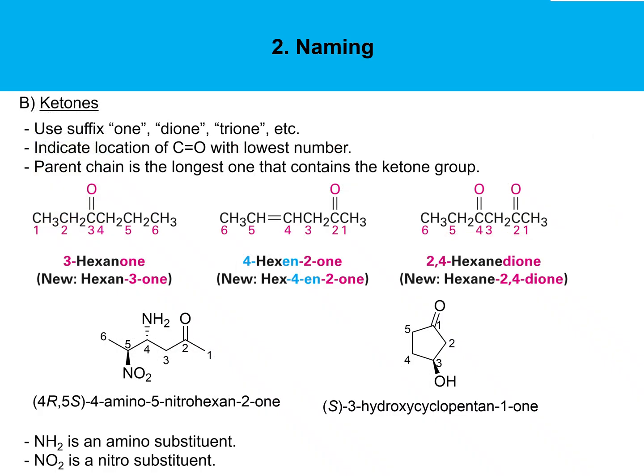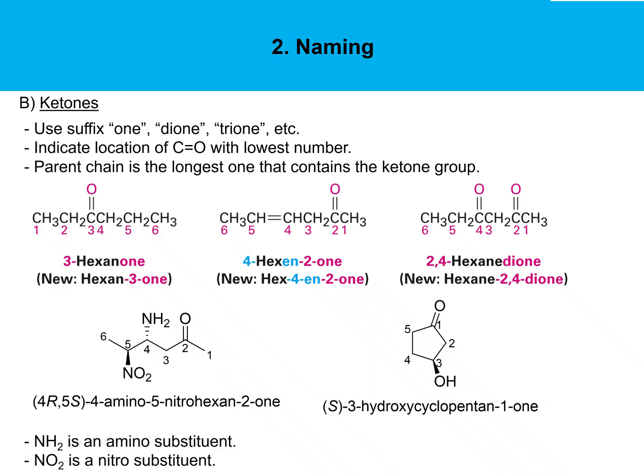Naming ketones, we want to use the suffix "-one". If we have more than one ketone, we will use the suffix dione, trione if we have 3, and so on. As always, we want to indicate the location of the carbonyl with the lowest possible number. So we would start counting from the side that is closest to the carbonyl. And we have to make sure that the parent chain in naming the compound contains the carbonyl.